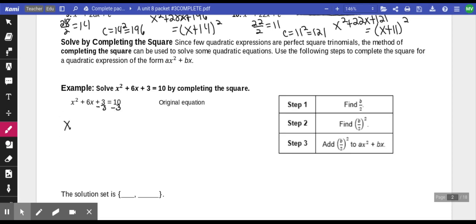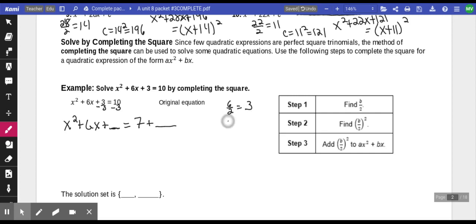So my equation is just x squared plus 6x equals 7. And then I'm going to add something to both sides, because I can add anything I want to both sides as long as I do it to both sides. Now I'm going to find b over 2. So b over 2 is 6 divided by 2, which is 3.